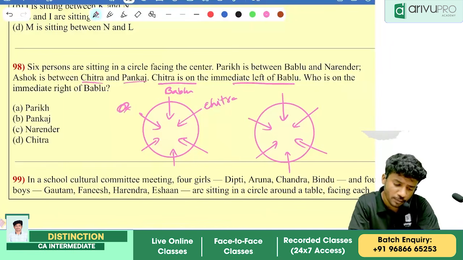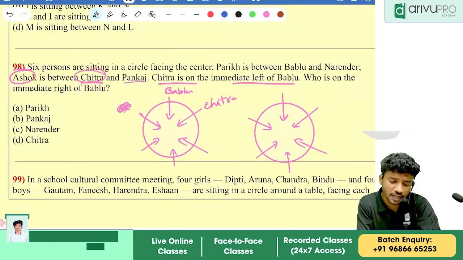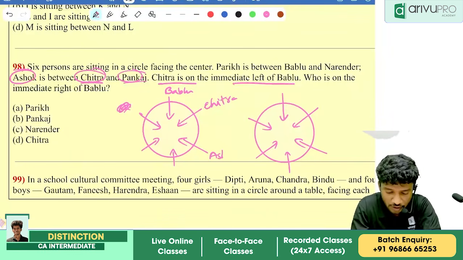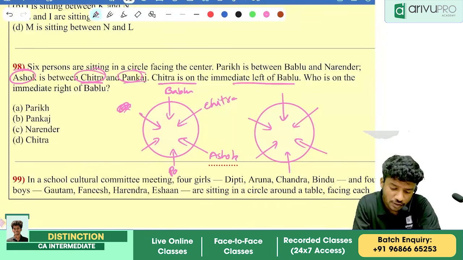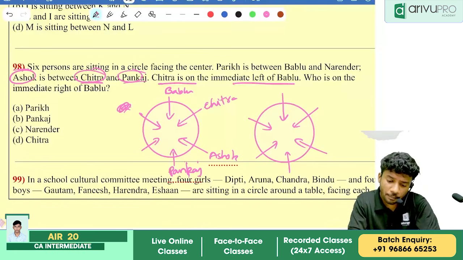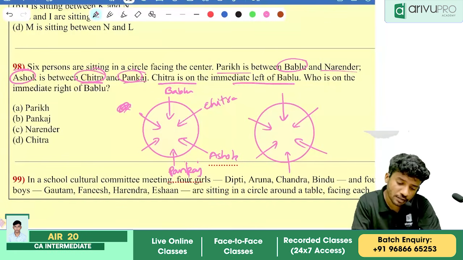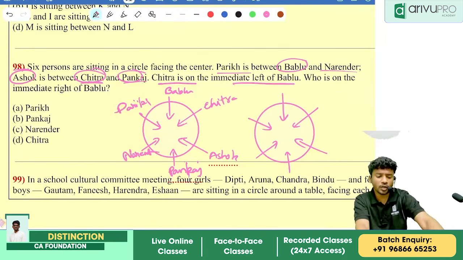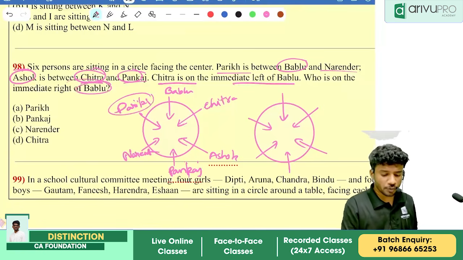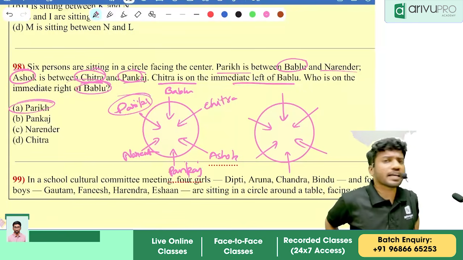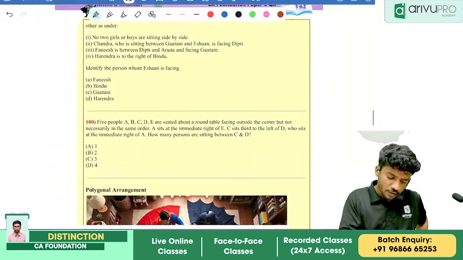That means Chitra is over here. Then what else is told about Chitra? Ashok is between Chitra and Pankaj. Can Ashok sit next to Bablu? No. Ashok will be sitting over here. And Pankaj is over here. Then what is remaining? Parik is between Bablu and Narendra. So Parik is over here. And Narendra is over here. Now the question is what? Who is on the immediate right of Bablu? Answer is what? Parik. Answer is option A. Very easy, very direct. Next question, people.